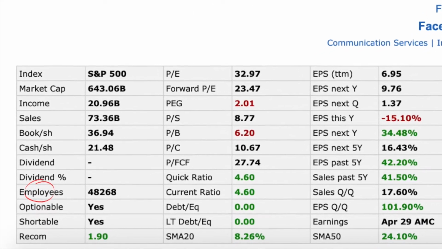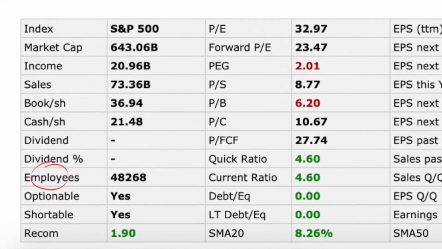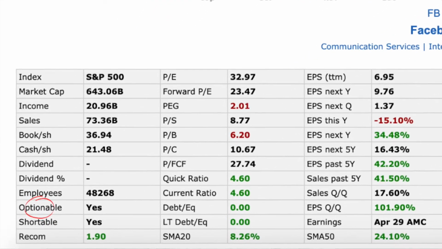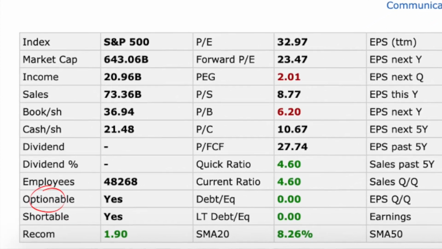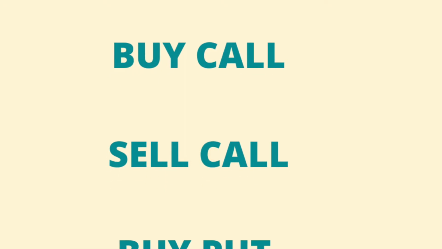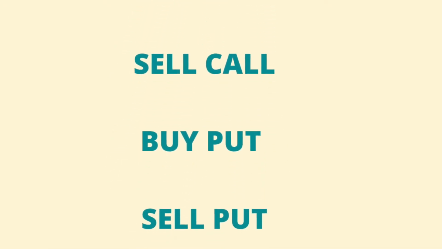Next box we have employees, and this just tells you the number of employees they have working at the company. Optionable, this will say yes or no. Most of the stocks you see will say yes, and for beginners trading options, this is not the best place to start. When you hear people talking about they're buying calls or buying puts, they're referring to options.